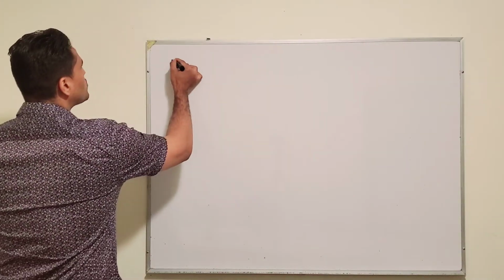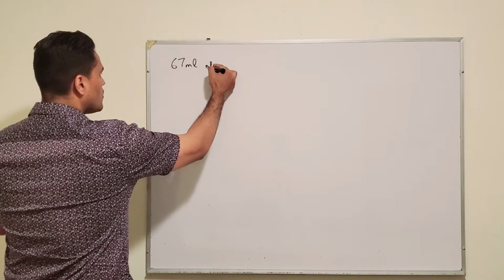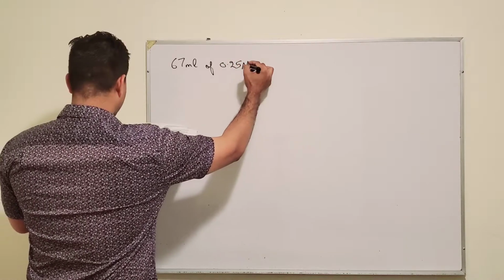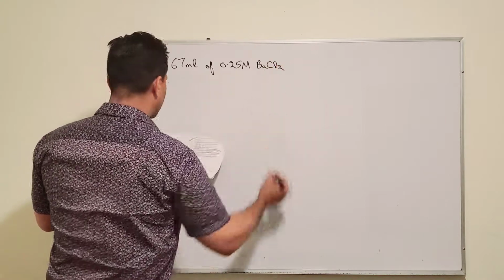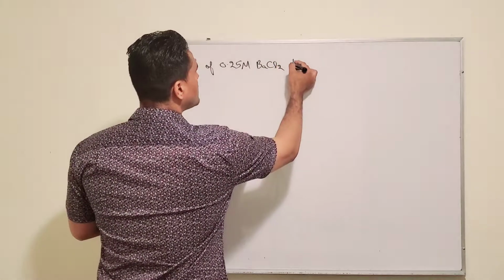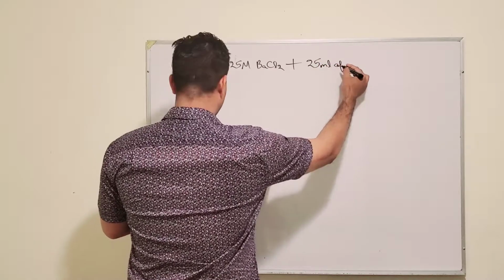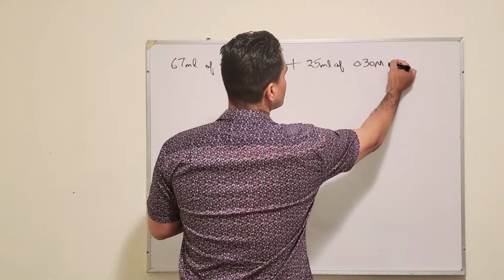So in this question, we have 67 ml of 0.25 molar BaCl2. It's mixed with 25 ml of 0.3 molar NaCl.